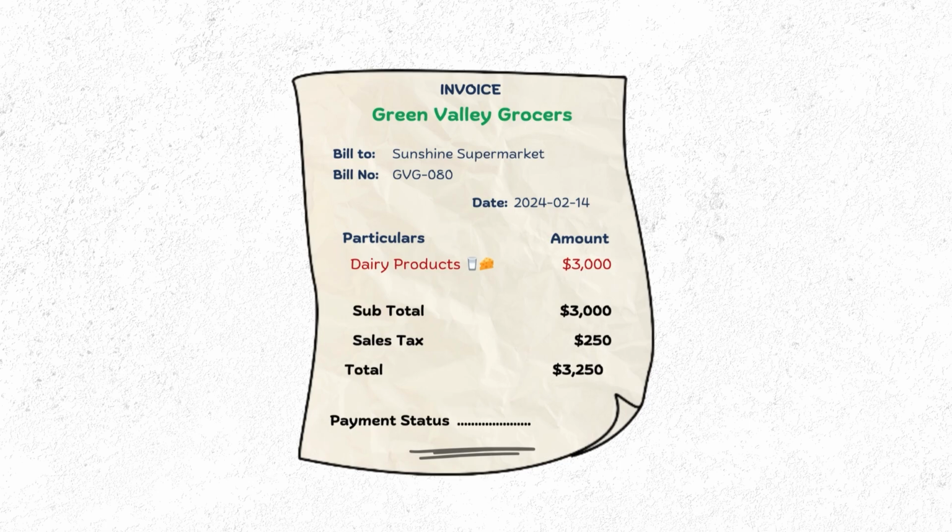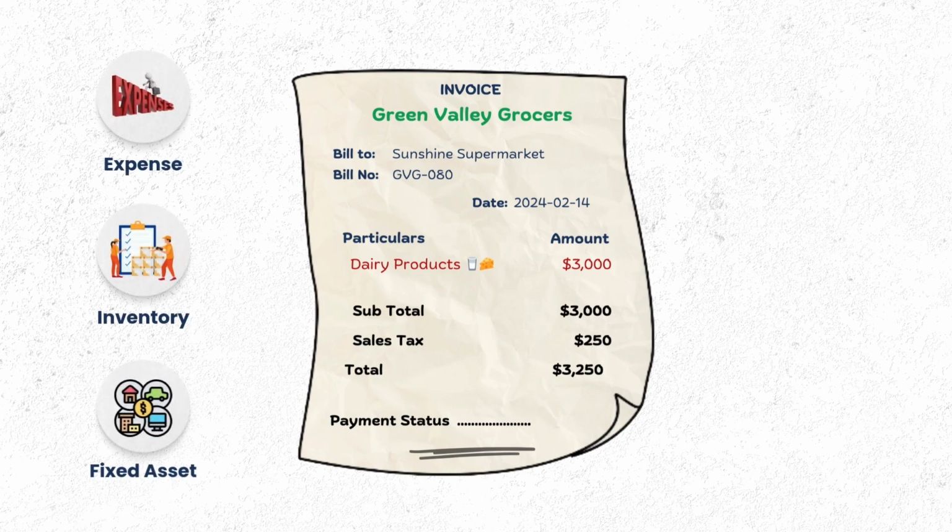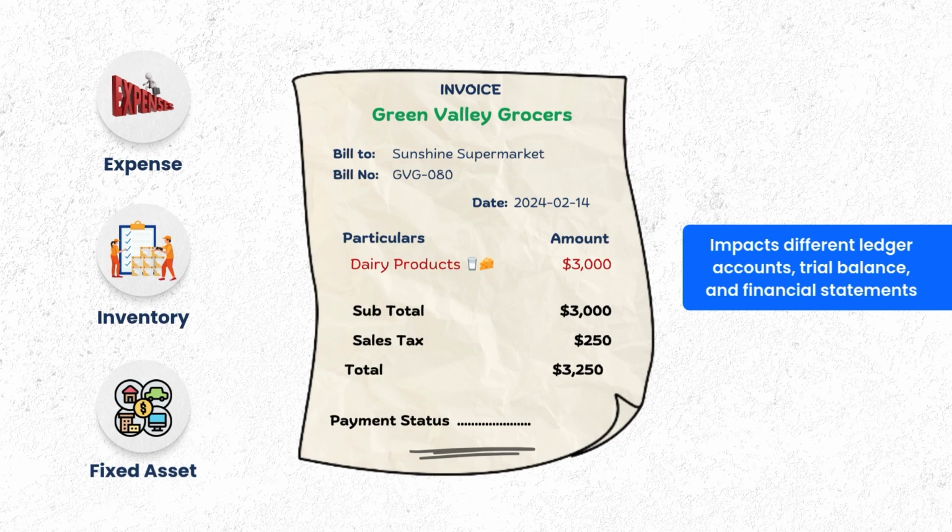A typical purchase entry involves key details like supplier name, invoice date, item descriptions, total amount, applicable taxes, and payment terms. Depending on the nature of the purchase, whether it's an expense, inventory, or fixed asset, it impacts different ledger accounts, trial balance, and financial statements.